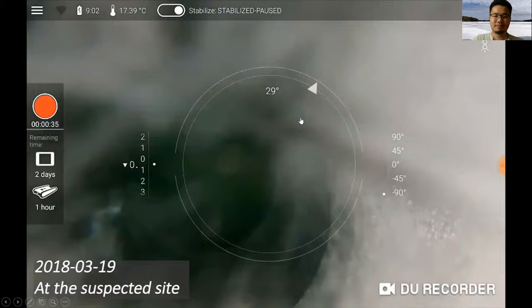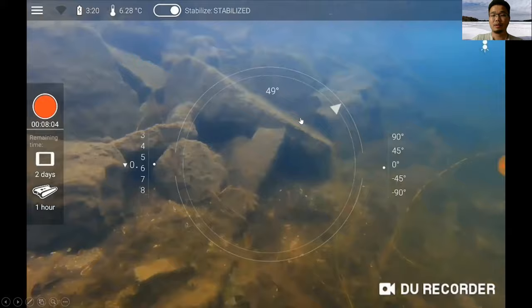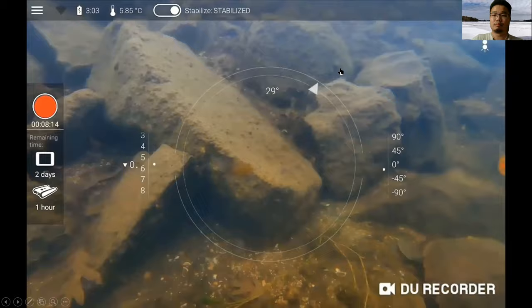So this is a site where we think turtles are hibernating. We suspected turtles were hibernating, but it was never confirmed. So I was searching two weeks in a row, looking for any evidence of hibernating turtles. You can see the rocky shore is fairly shallow. And then you can see there's a turtle.